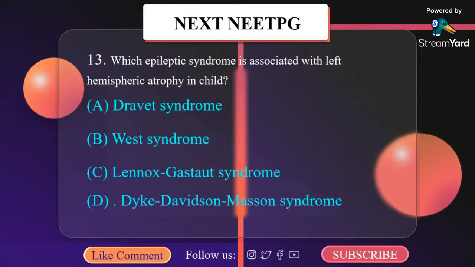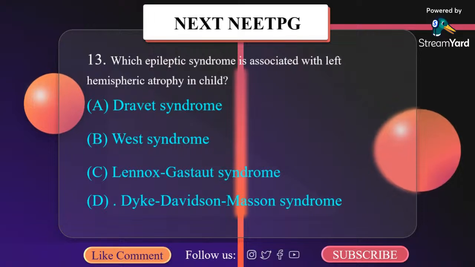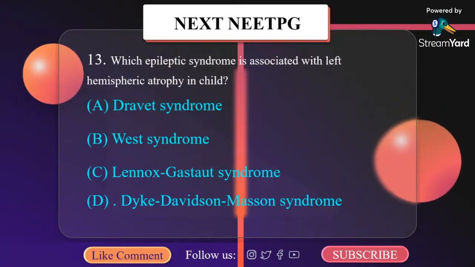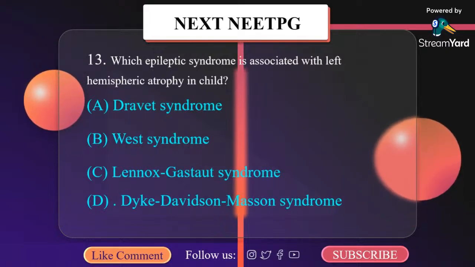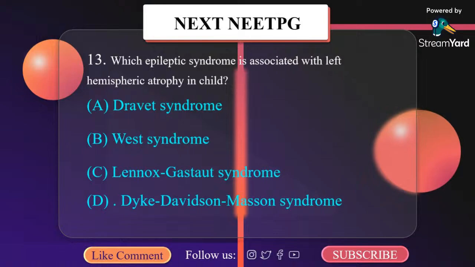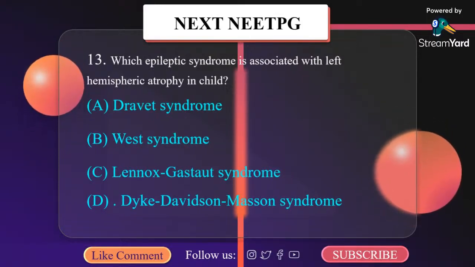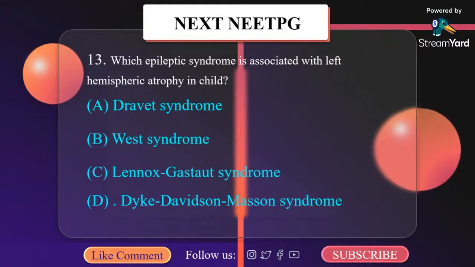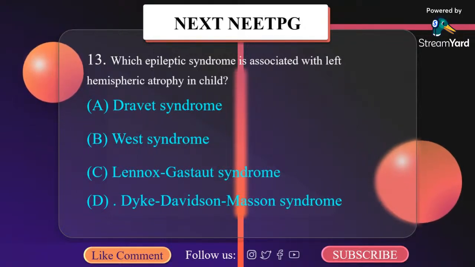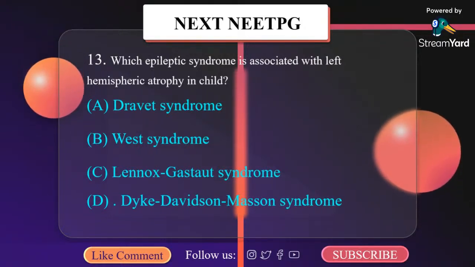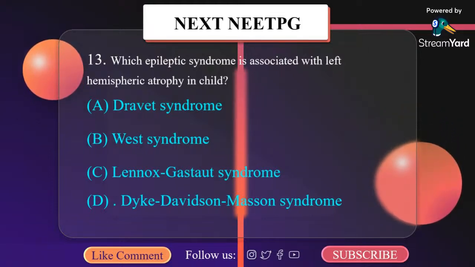All the options are epileptic syndromes. What happens in Dyke-Davidson-Masson syndrome? There is childhood cerebral hemiatrophy. Hemiatrophy or hypoplasia of unilateral cerebral hemisphere resulting from CNS insult in the fetal or early childhood period with compensatory ipsilateral calvarial hypertrophy. This insult could be vascular, congenital or acquired ischemic disease. It could be trauma or inflammation.